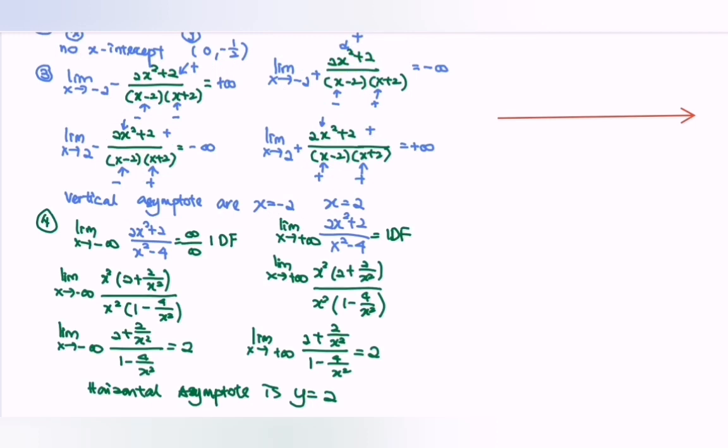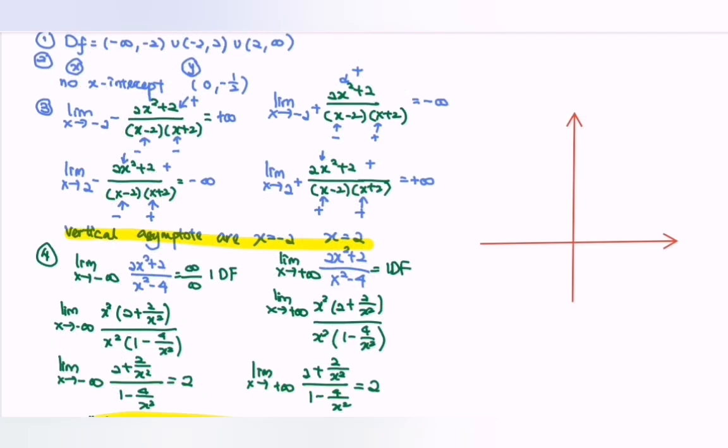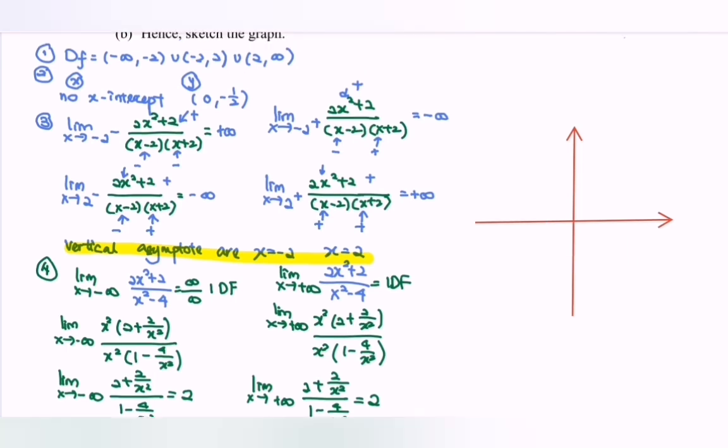So kindly refer to the question. The question asks us to find the vertical and horizontal asymptote for the function f(x). So number 1, we have the vertical asymptote, x equals negative 2 and x equals 2. Number 2, we have the horizontal asymptote, y equals 2. Next, the question asks us to sketch the graph. So first, kindly refer to the domain. We have negative 2 and 2. So let's say here we have 1 and 2. Here also we have negative 1, negative 2. So kindly plot the asymptote.